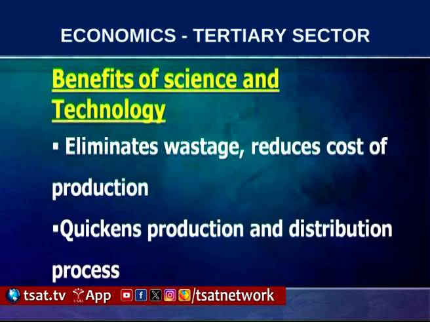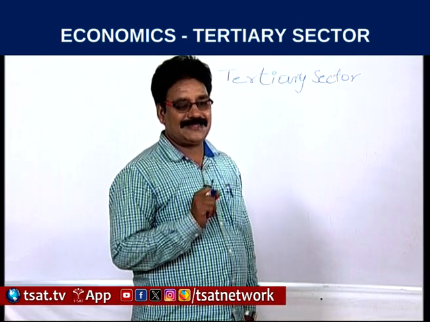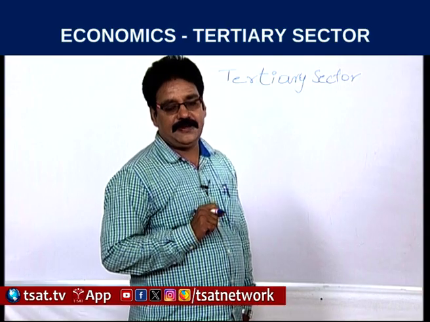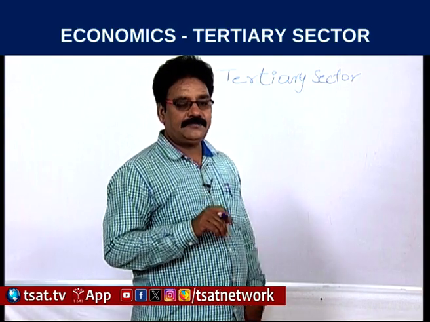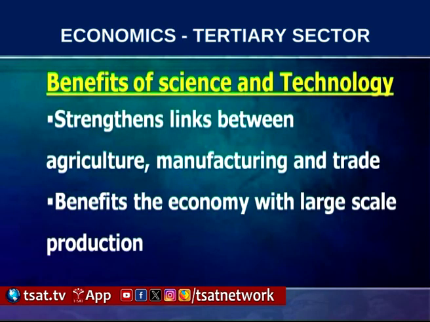It eliminates wastages and reduces the cost of production. To eliminate wastages in production, we should use science and technology. It reduces the cost of production by improving the productive capacity of the factors of production. It quickens the production and distribution process, and strengthens links between agriculture, manufacturing and trade. Agriculture means the agriculture sector, manufacturing means the industrial sector, and trade means the service sector. It strengthens the link between one sector and another.